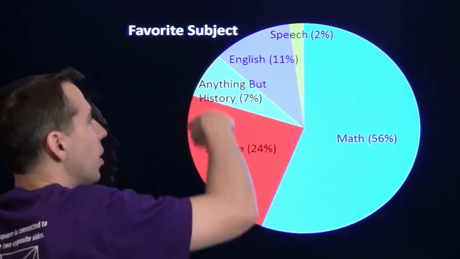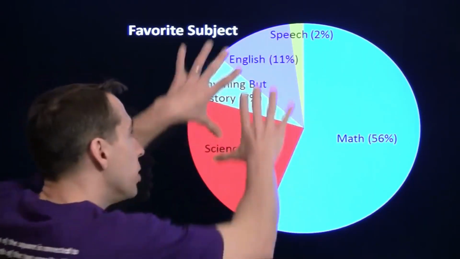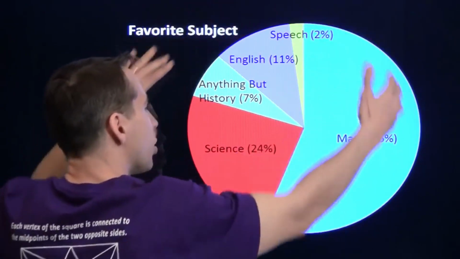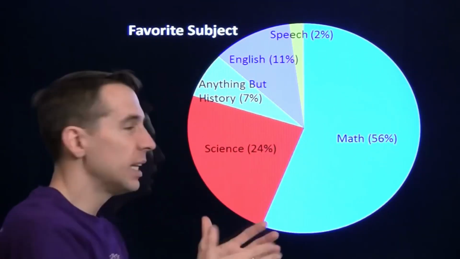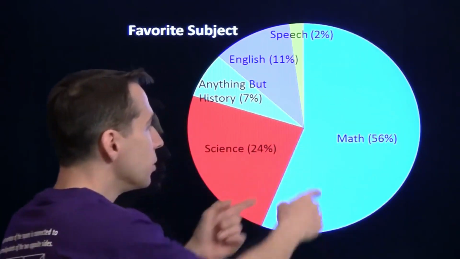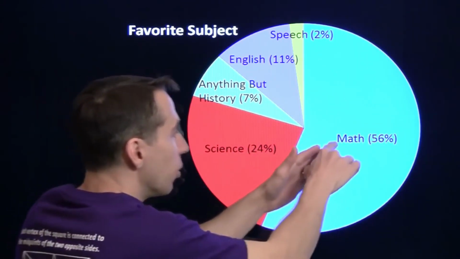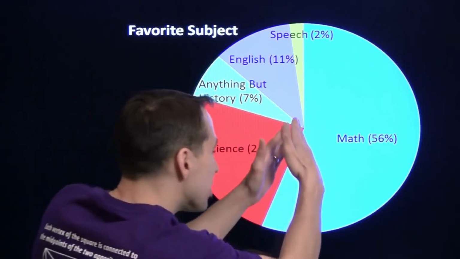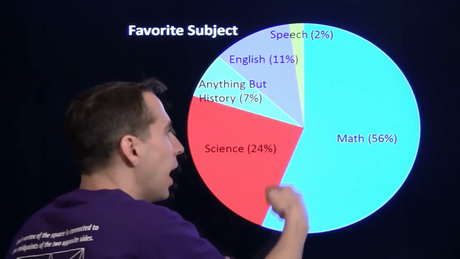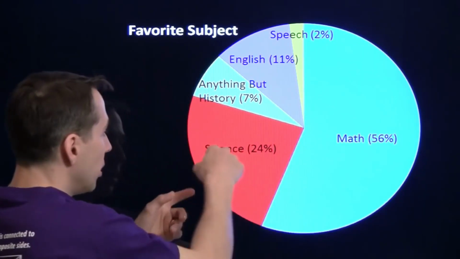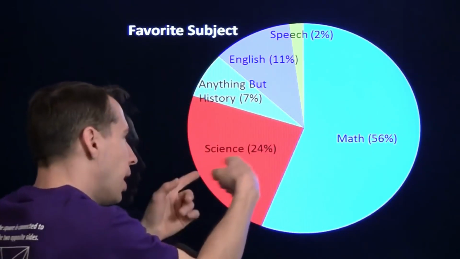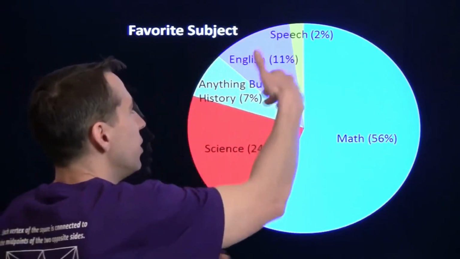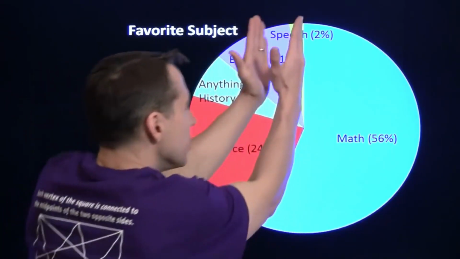So this was the result of our poll, and we draw this nice little pie chart here, where each slice of the pie is sized relative to how many people gave that answer. So 56% said math, slightly more than half the pie is the math slice. 24% said science, slightly less than a quarter of the pie is science. Then same for these, speech, almost no one said speech. It's a little tiny sliver.